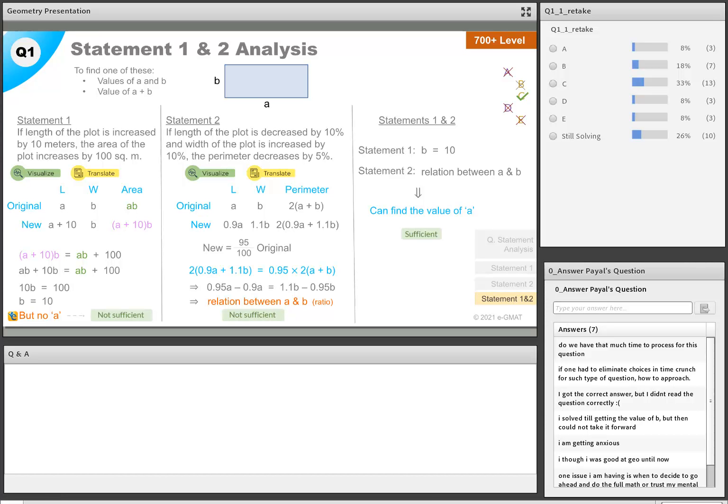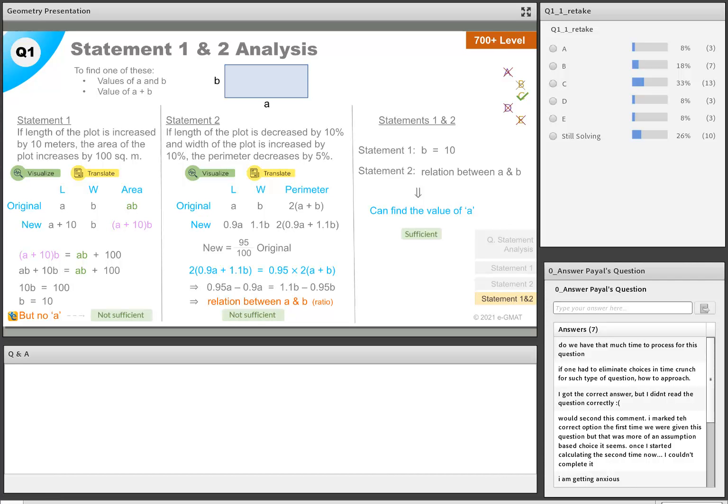If one had to eliminate choices in time crunch for such type of question, how to approach? Well, you don't eliminate choices in time crunch. As I said, you cannot change your approach to solve a question just because you are under time constraints. You have to apply the process skills, because think about it. If you don't read the statements appropriately, you'll get incorrect translated equations. Where is that going to take you when you're solving the question? So again, very important to not lose sight of your process skills.